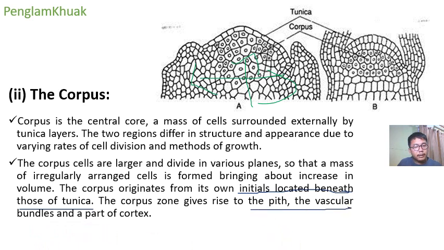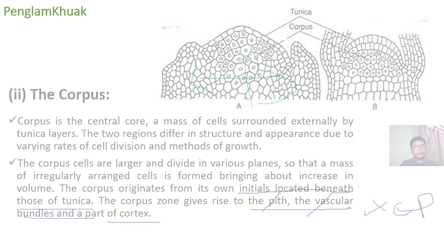These vascular bundles will include xylem, cambium and phloem, and the corpus will give rise to the cortex, pith, the vascular cambium and parts of the cortex.